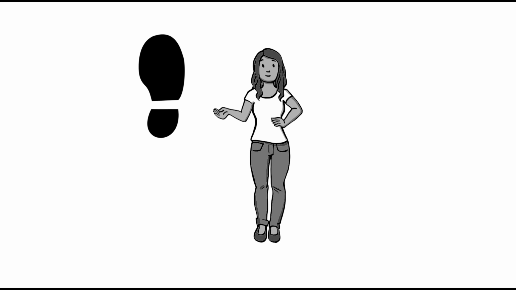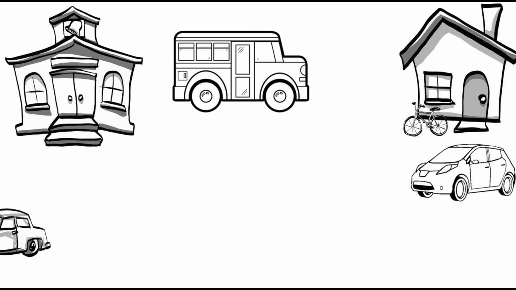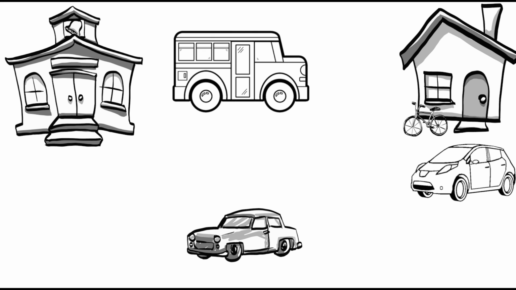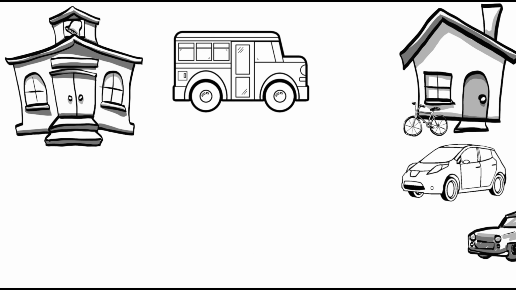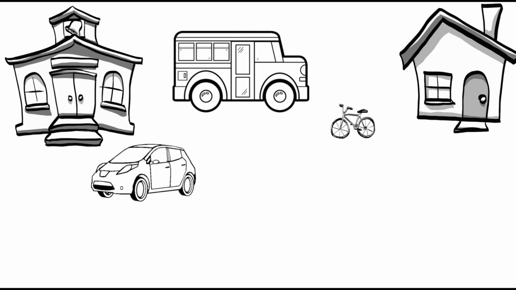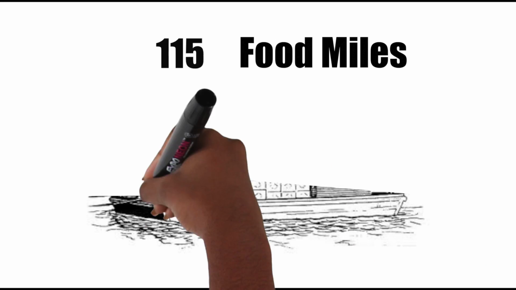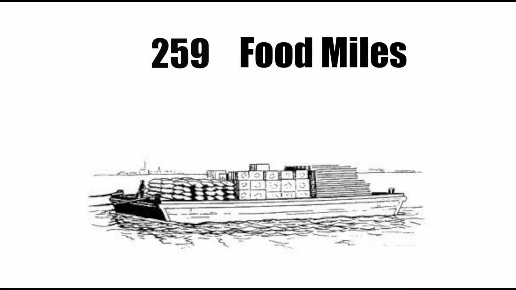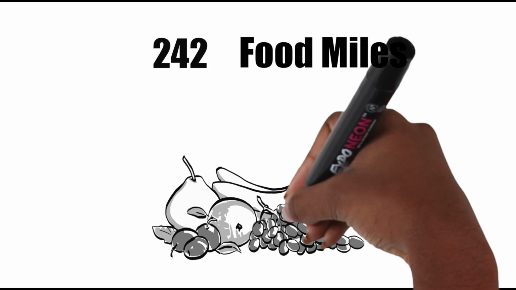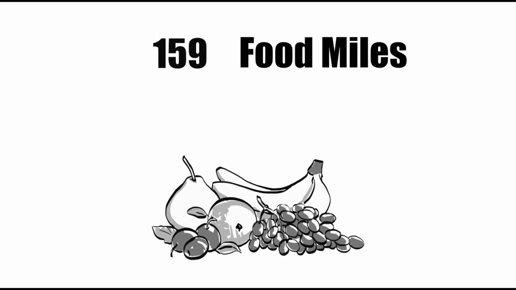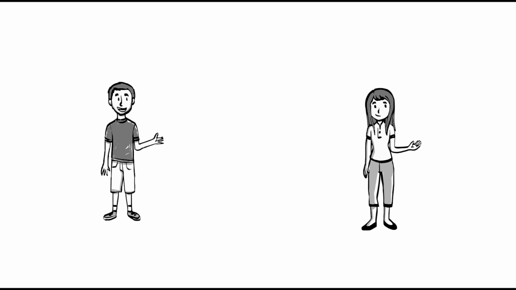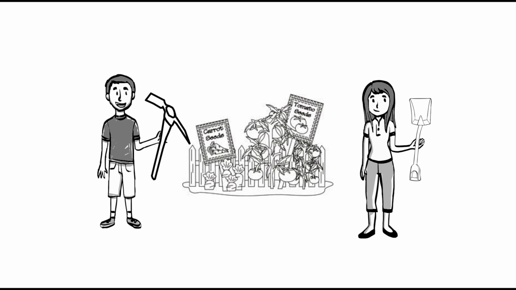But here are some ways to reduce it. Instead of driving your gas-guzzling car to school or work every day, you can drive an electric vehicle, ride a bike, take the bus, or carpool. Instead of buying fruit from places across the ocean, buy local fruits and vegetables from the farmer's market to reduce the food miles and carbon emissions used to transport them. Or better yet, grow your own food.